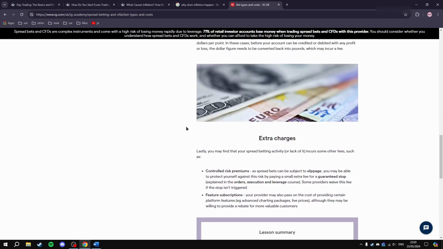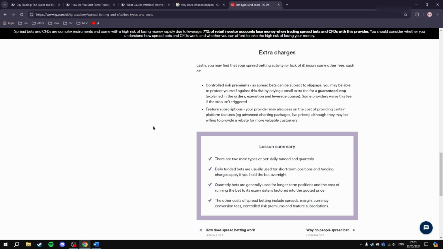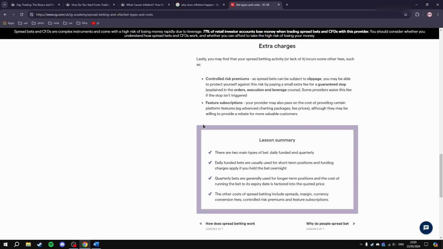And we've got the extra charges, basically controlled risk premiums. Spread bets can be subject to slippage, so you may be able to protect yourself by paying a small fee for a guaranteed stop. And then we've got feature subscriptions, such as different charting software, live prices, etc., that the provider can give you. But yeah, that's that. And then we went through a lesson summary.